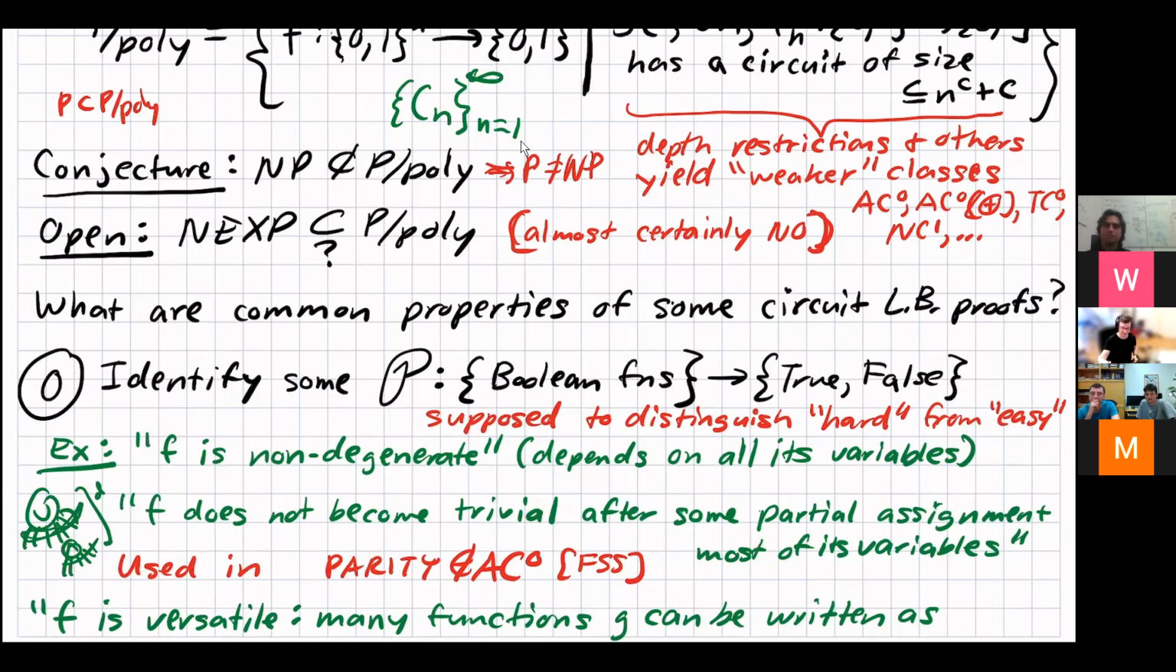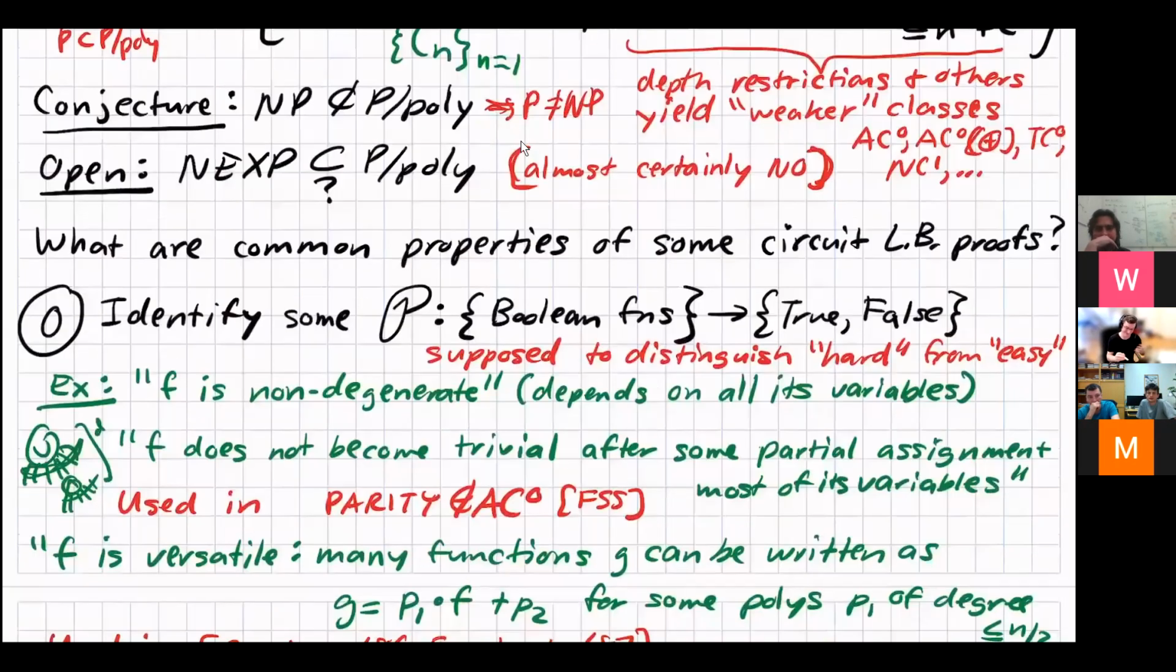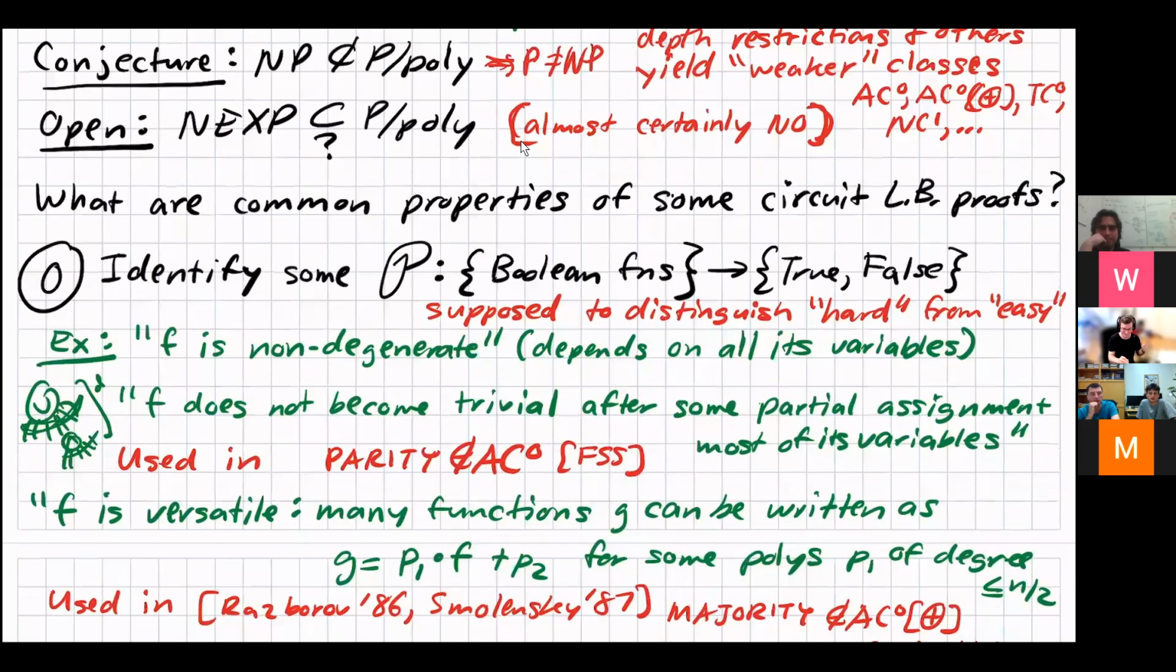Another property I just want to throw out there, and if it's tantalizing, you can look it up. I just wanted to say one more thing about these. F is so-called versatile. This is a term I think first given by Smolensky. It basically says that many other functions G can be expressed as a low degree polynomial, in this case degree at most n over 2, plus another low degree polynomial times F. It's just some way of expressing many possible functions.